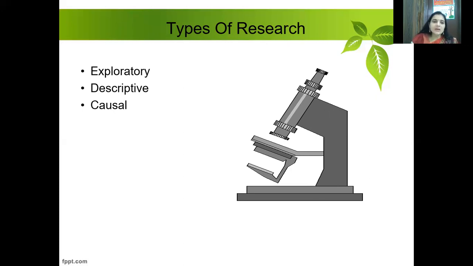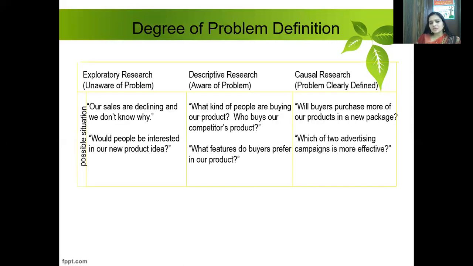So these are the three kinds of research which will be taking help while conducting research. Let us have a look at them once again with the help of examples. Exploratory research means we are unaware of the problem. We don't know exactly what the problem is. For example, our sales are declining and we don't know why. Then you will have to search everything so as to come to know about the problem.